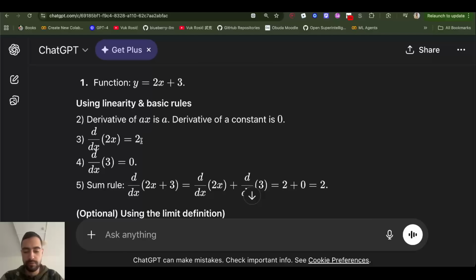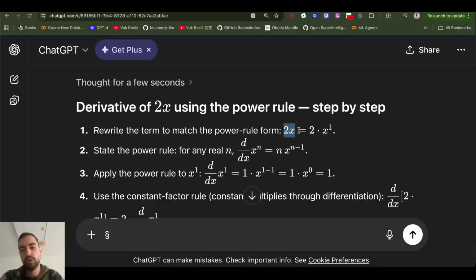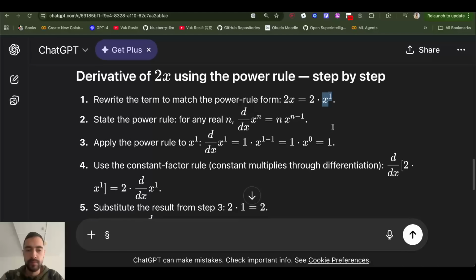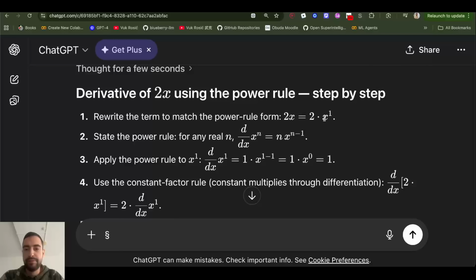Let's see how. So 2x is equal to 2 times x power 1. And I explained earlier that if we find the derivative, first of all, because we have a constant times a variable, this constant will remain the same. So in the derivative, this constant will not change. It will still be 2 times something, okay? So now let's see what that something is.